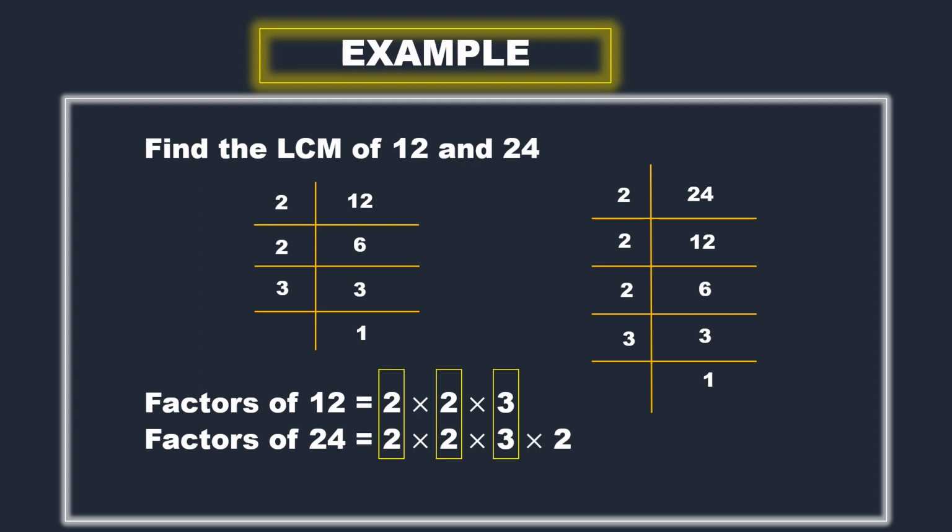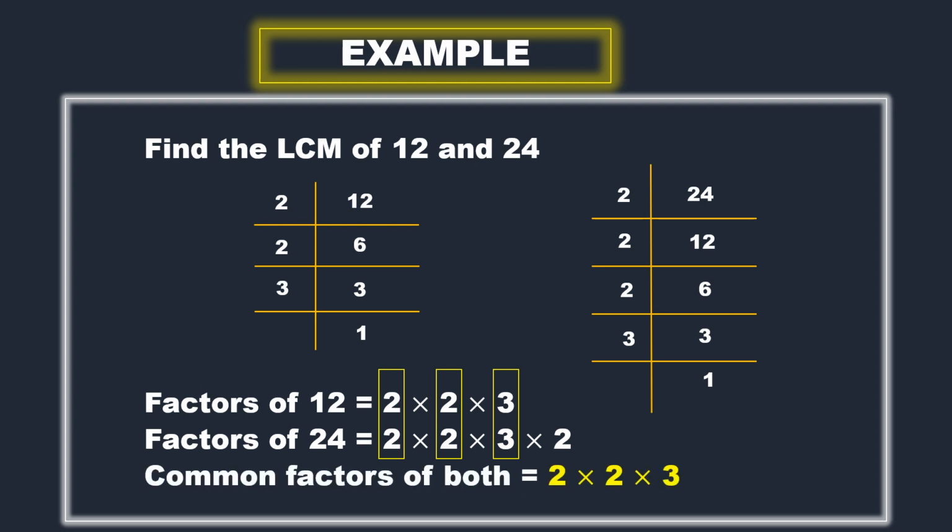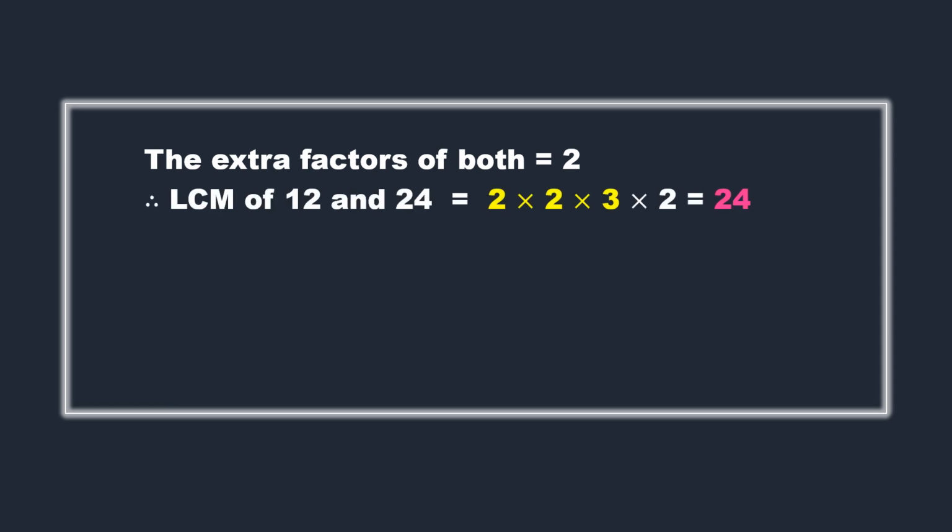Before going to the next step, I'll take the common factors here. Common factors are 2 into 2 into 3. So what is our extra factor? 2, right? Now what is the last step? If you multiply the common factors and the extra factor, you will get the LCM. That's it. So I get 24, and I can write the LCM of 12 and 24 as 24.